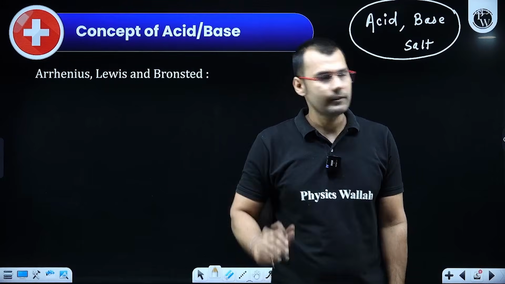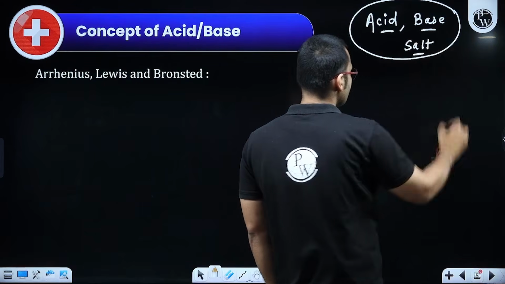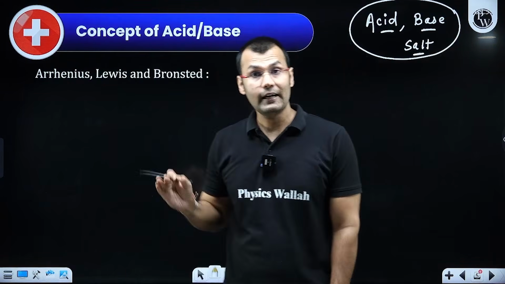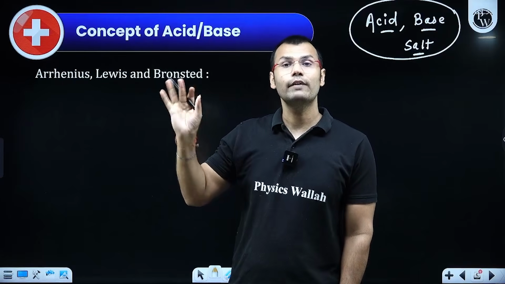So you will see examples of strong and weak acids and bases later. But the first point is, you need to understand that we are talking about acid, base and salt in this chapter because they are examples of electrolytes.